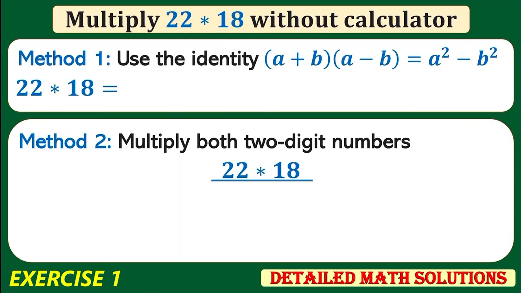Next, I'm going to solve each exercise by using both methods. Exercise 1. Multiply 22 by 18 without calculator.